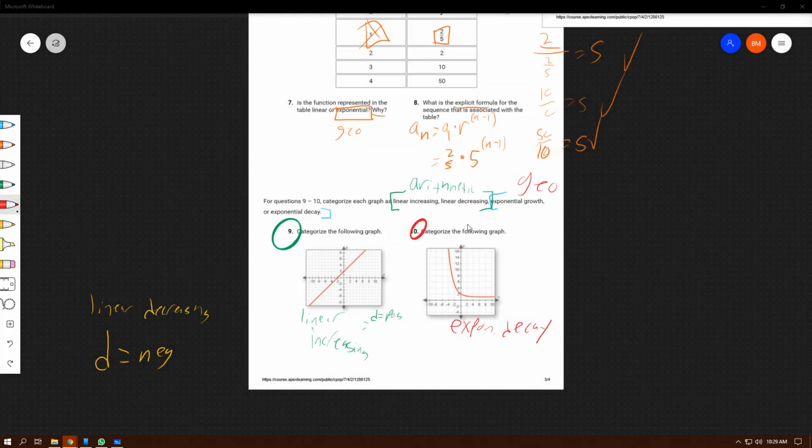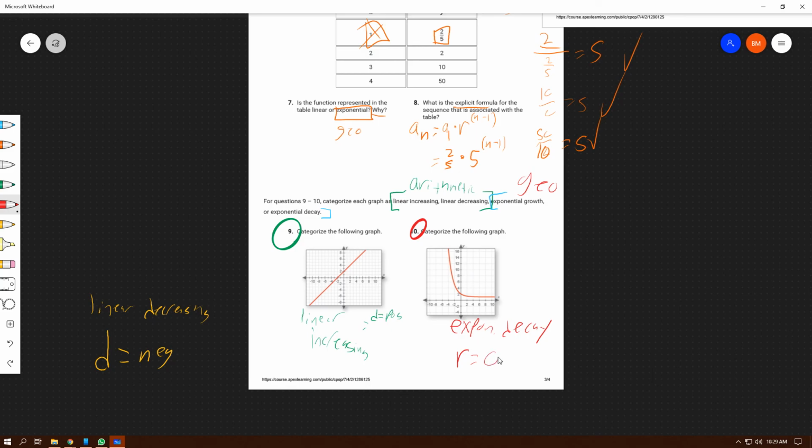For exponential growth and exponential decay, what you're looking for: for decay, you're looking for a common ratio that is greater than 0 but less than 1. For growth, you want a common ratio greater than 1. If you make it negative, it flips over the x-axis.